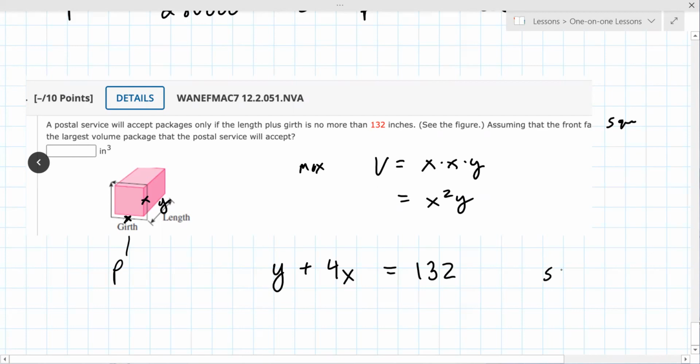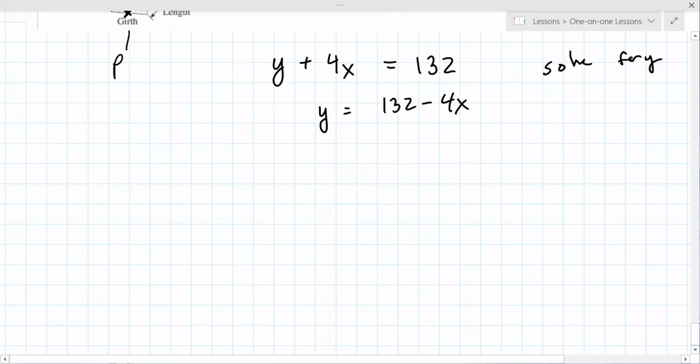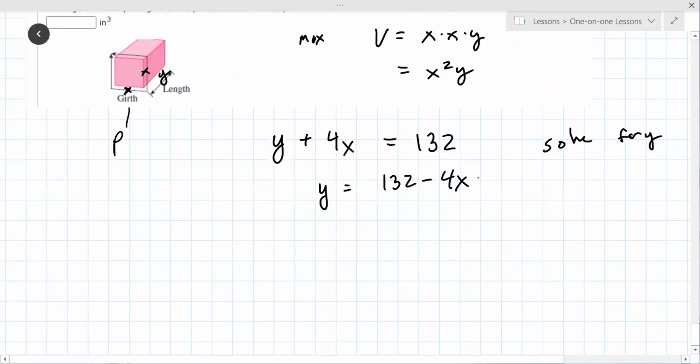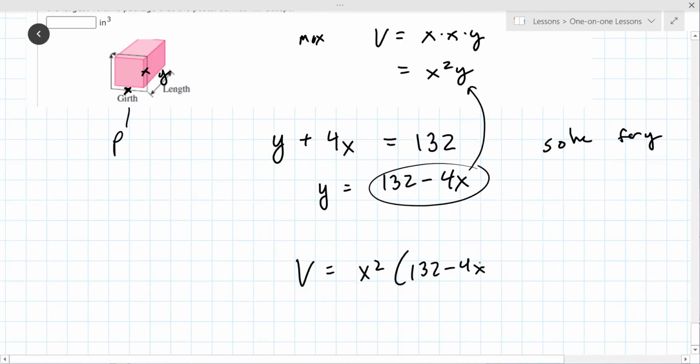Yeah. So this is much more like the first few we did. We're going to solve this for Y. Y is 132 minus 4X. This goes back in here. Volume is X squared times 132 minus 4X. So the volume we're going to distribute here is 132x squared minus 4x cubed.